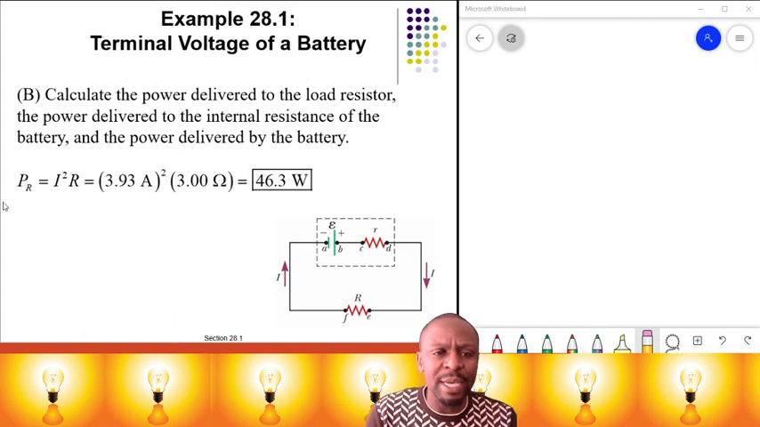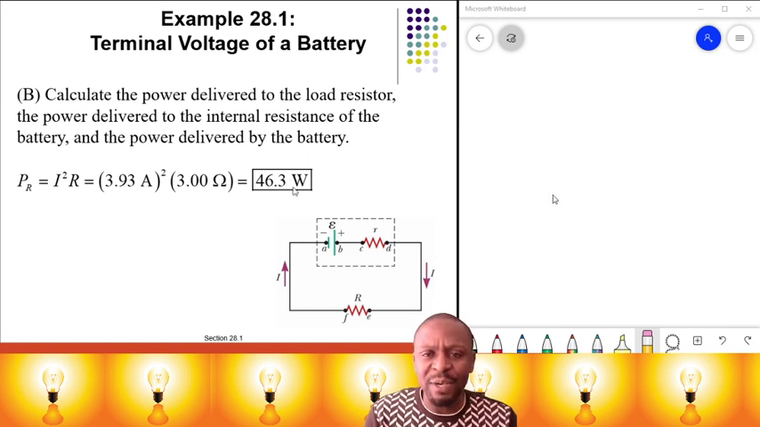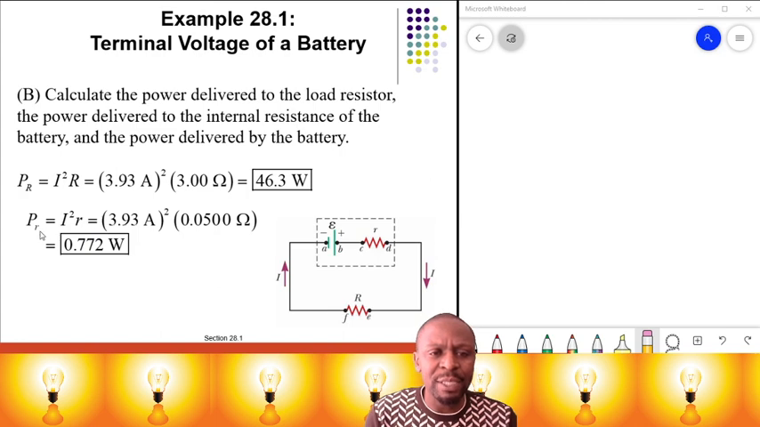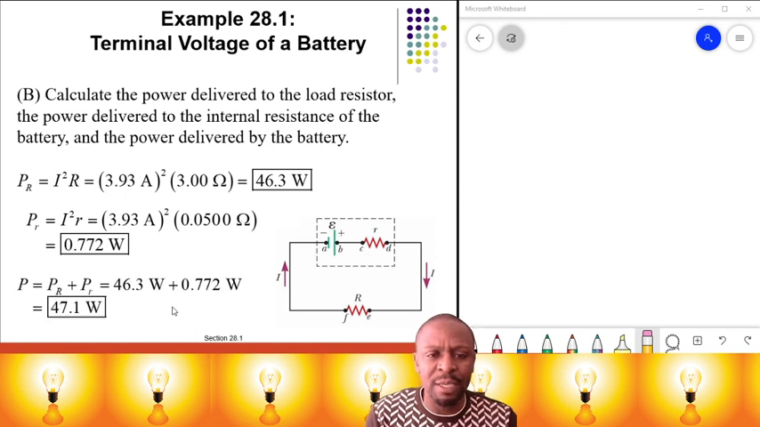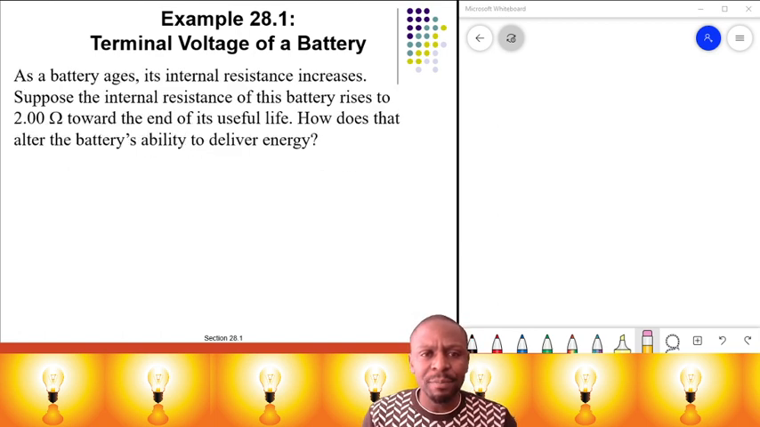You know what the current is, because you've calculated the current before. The power delivered to the load is just given by 46.3 watts, and the power delivered to the internal resistors is just given by 0.772 watts. Now the total power is the algebraic sum of the two, and it's just given by 47.1 watts.